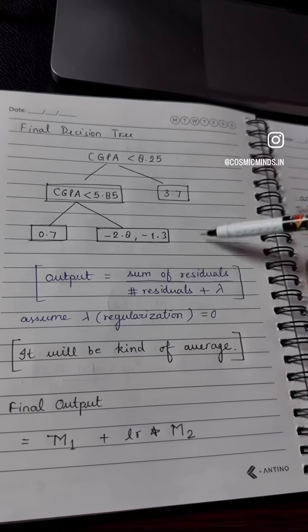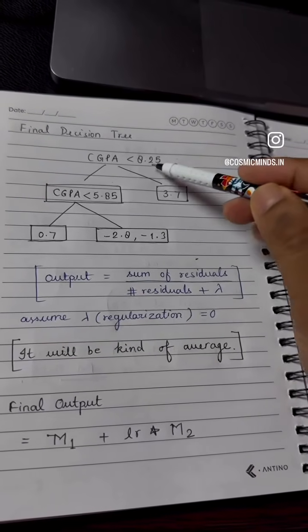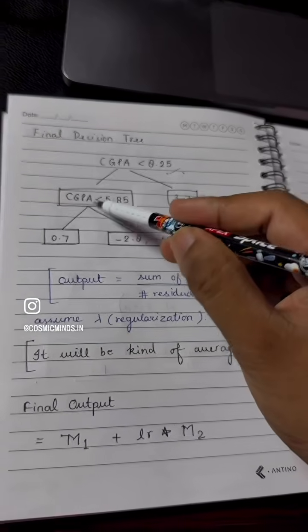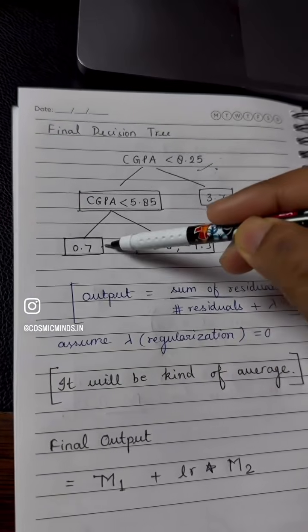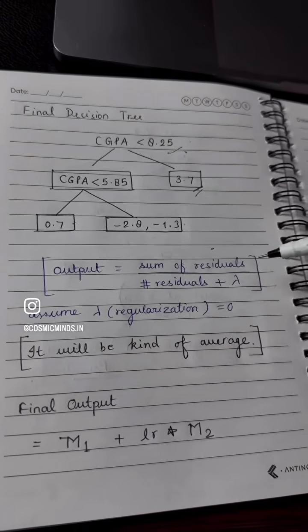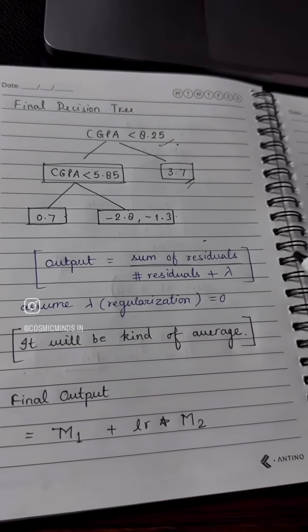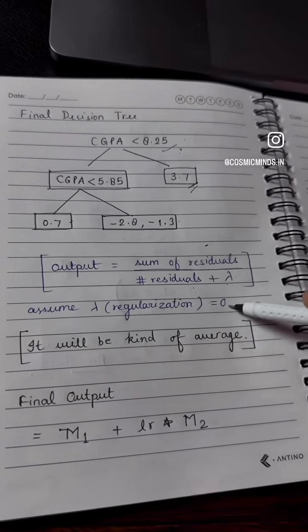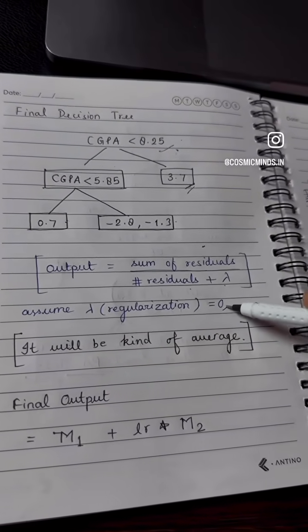Okay, so this is our final decision tree, where we did the first split at CGPA 8.25, then 3.7 came as a leaf node. Then again we did a split on CGPA 5.85. These leaf nodes came. When we get the value from the decision tree, there is one more formula, that is the sum of residuals divided by the number of residuals plus lambda. Lambda in this case is 0. This is a regularization term. We can ignore it right now.